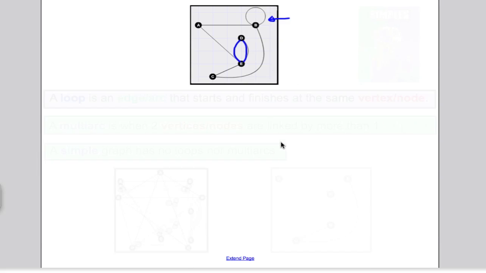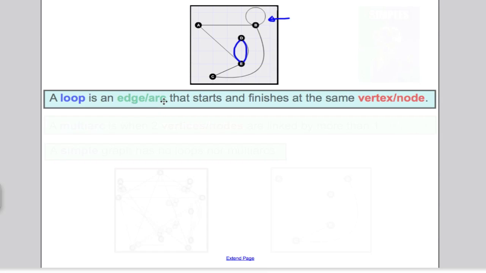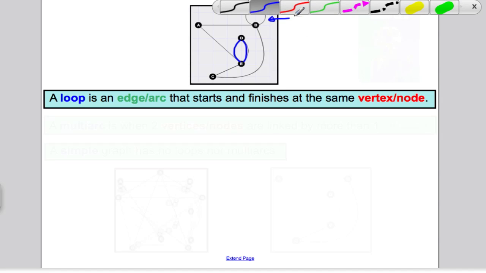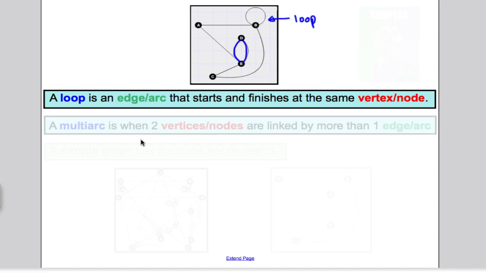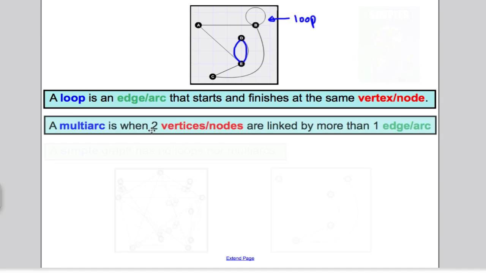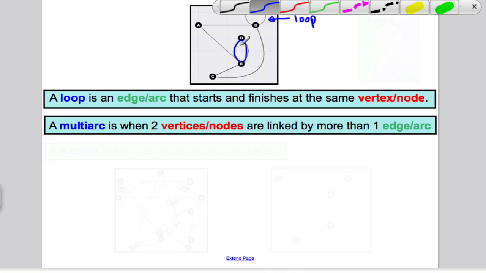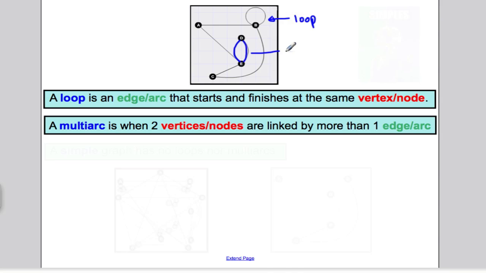So let's define them. A loop is an edge or an arc that starts and finishes at the same vertex or node. This is therefore a loop. It starts and finishes at B. And the next thing we need to know about is what's called a multi-arc. A multi-arc is when two vertices or nodes are linked by more than one edge or arc. Here, D and E are linked by two, so these two combined would be a multi-arc.